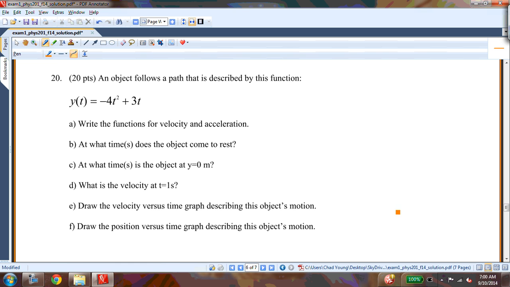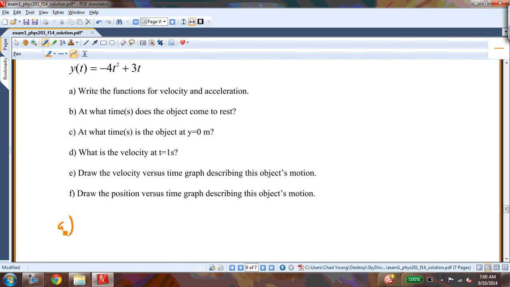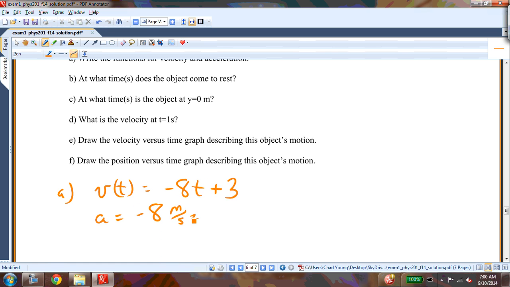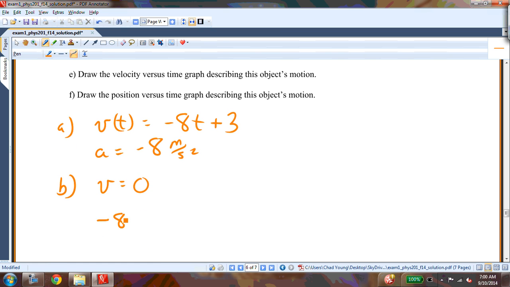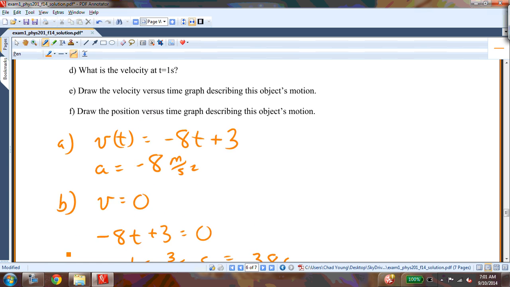Let's see, I think this is the last one. Write the functions for velocity and acceleration. I just take the derivative to find the velocity. It is negative 8t plus 3, and acceleration is negative 8. At what time does the object come to rest? That's asking when is v equal to 0, and it's just negative 8t plus 3 equals 0, and I solve that for t, and I find that t is equal to 3/8 seconds. If you want that in decimal form, that's 0.375 or 0.38 seconds.